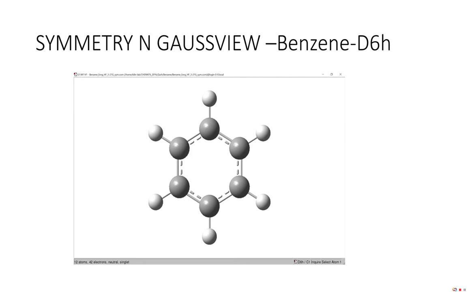This is another example, the point group of benzene. You can see below, you'll see D6h. That is the point group of this benzene. Next slide.